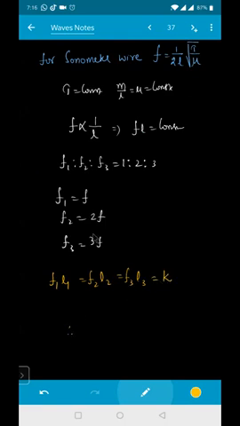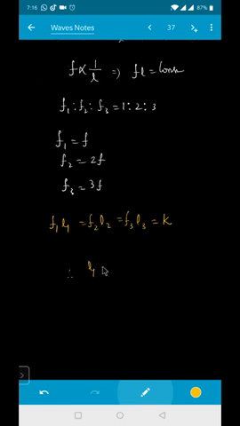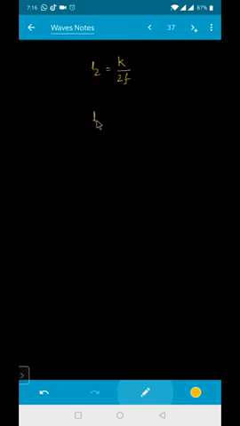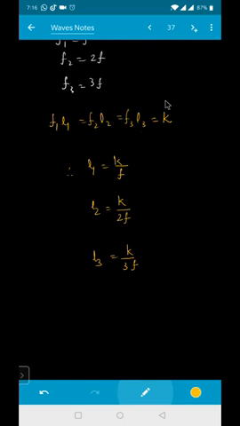So from the given relation, L1 will be equal to K by F1. F1 is F. L2 will become K by F2, and F2 is 2 times F. L3 is equal to K by 3 times F. I got the values of L1, L2, L3 in terms of the constant and the frequency. Is it clear?